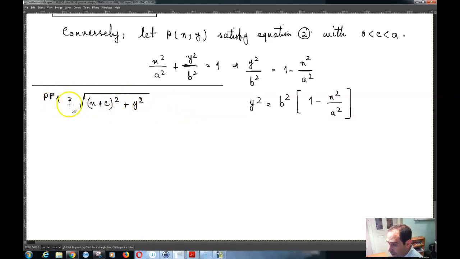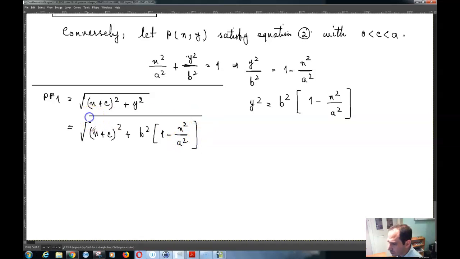So then basically I can write y squared over here as this thing over here, which is the square root of x plus c whole squared plus b squared times 1 minus x squared by a squared. I can take the square root of this whole thing.